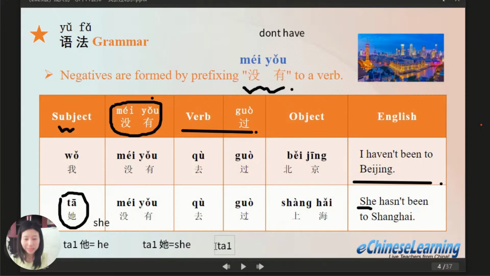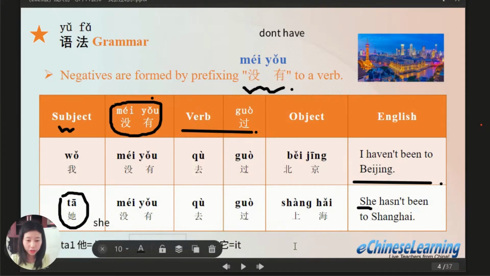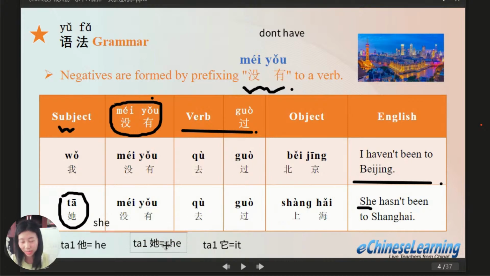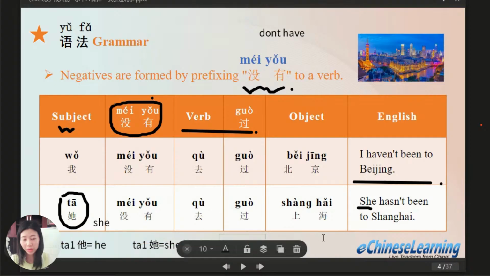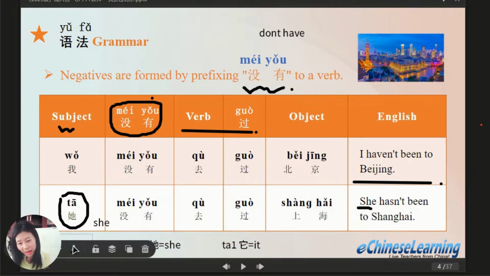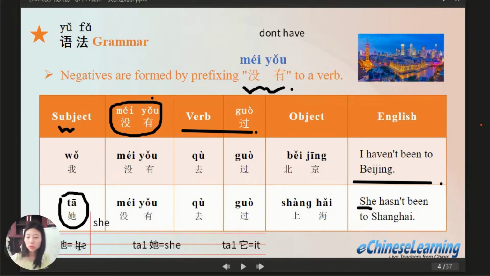Okay, and another ta, this is like "it". So they have the same pinyin but different characters. So when you want to learn Chinese characters, you need to figure them out. If you want to say that to the girl, we're going to use this one, ta, right? If you want to describe the dog, the animal, the thing, we're going to use this ta. And the first one, this ta, is for the male, for the boy.